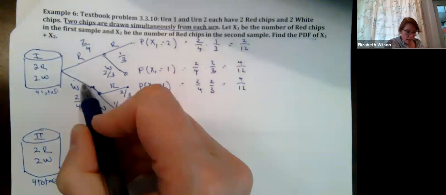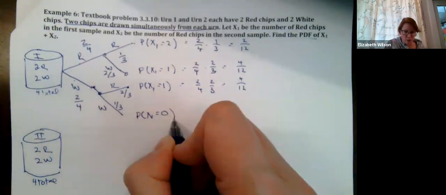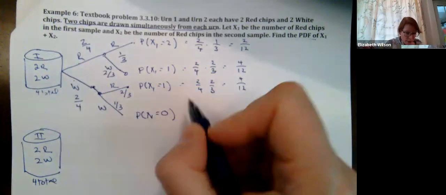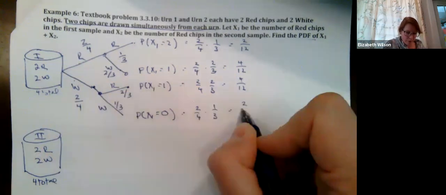And then here, I've got the probability that our random variable x1 has no red chips. We have white and then white. That probability is going to be multiplying along the path, 2/4 times 1/3, so 2/12.